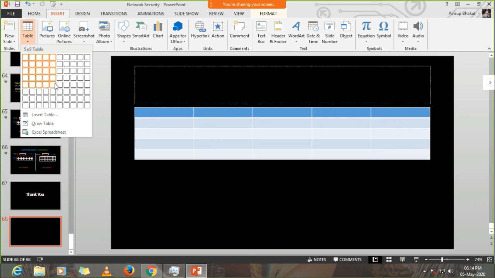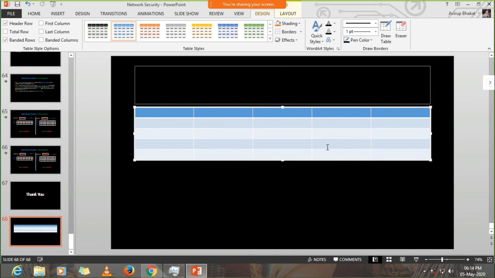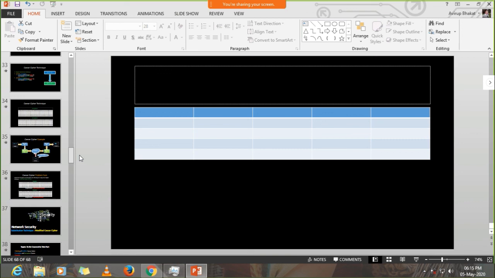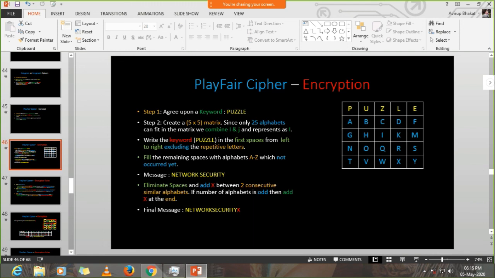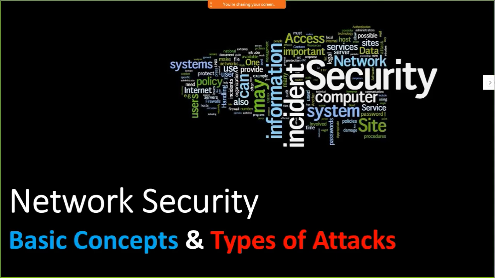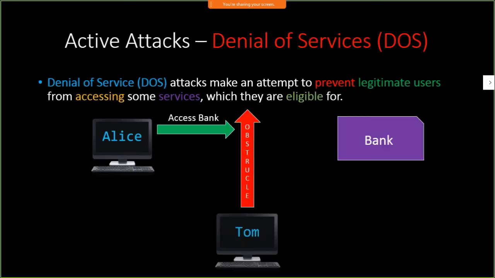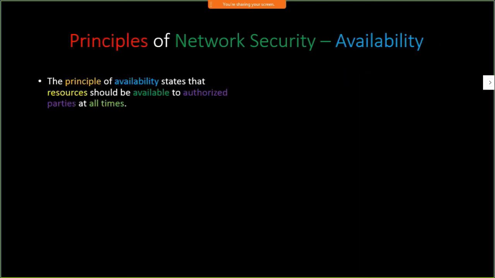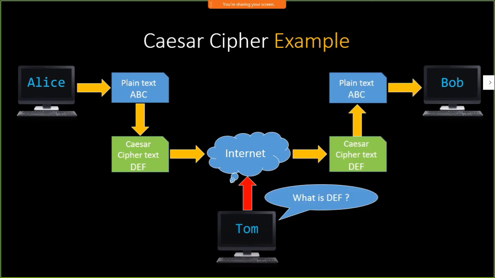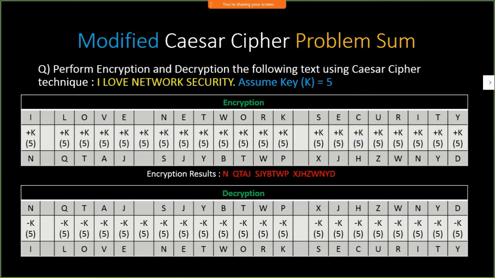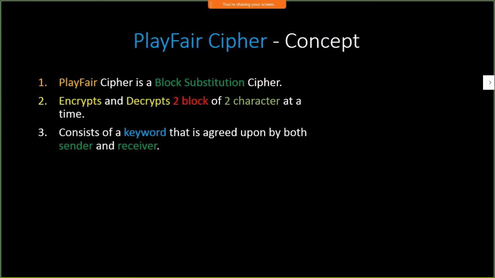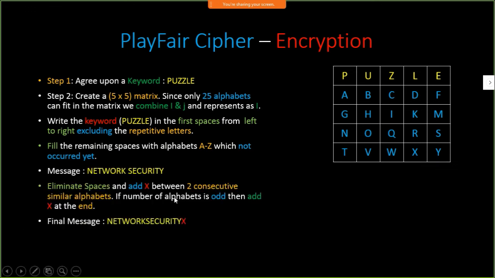One more question is: if X is the last alphabet, what happens with an odd number of letters in the Playfair cipher? The last letter is X. Just wait. You want to ask whether the last letter is X for an odd number of letters. Just wait. Okay. In that case, the last letter of the final text is X.